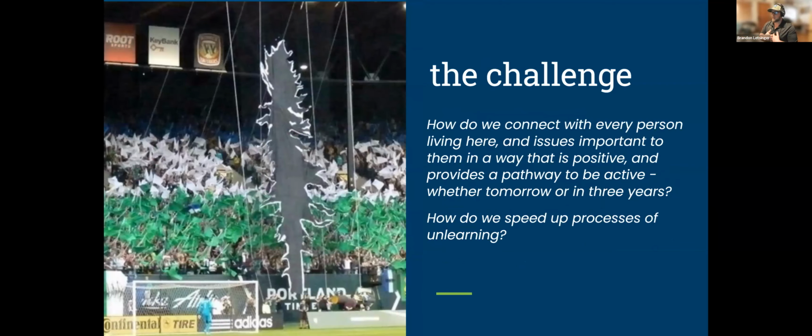And for us, especially with my work in the Department of Bioregion, a big thing that we want to focus on is how do we connect these ideas with every person living here and issues important to them in a way that is positive and provides a pathway to be active. How can people walk out of their front doors and get active with things already happening in their communities? And how do we speed up these processes of unlearning? US and Canadian culture is very transient. It's very unrooted, and people are not familiar with the places that they live. So how can we create pathways that get people connected in as fast as possible?